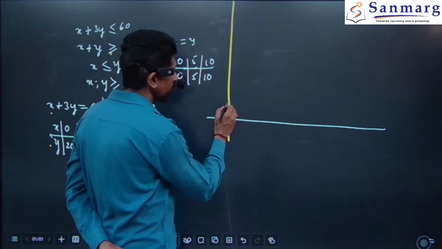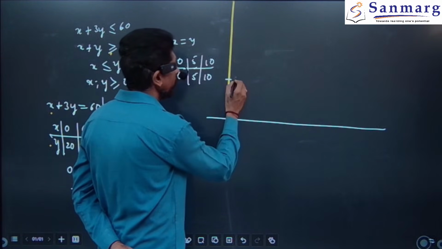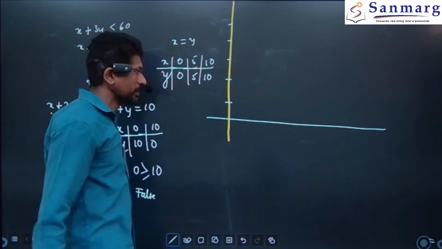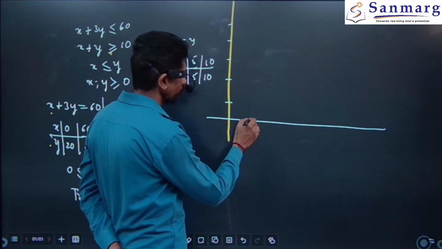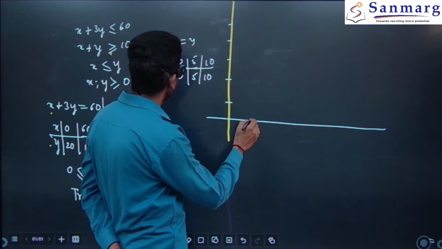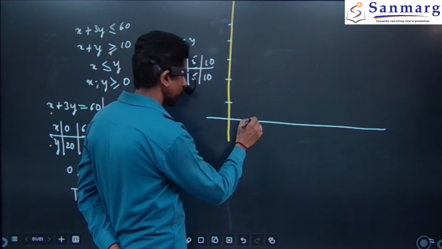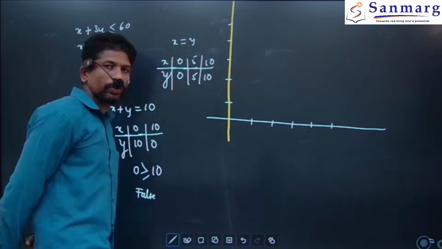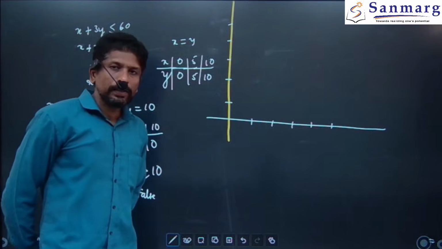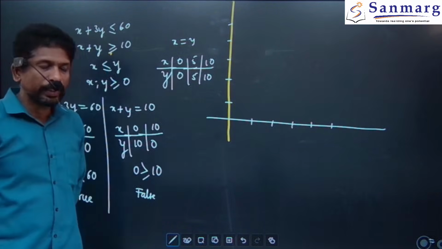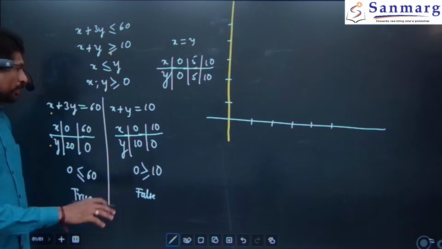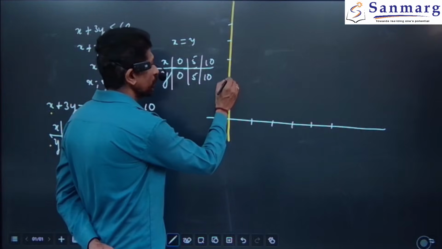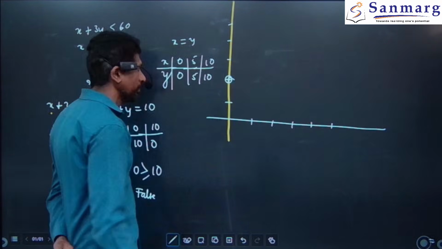I will consider the scale as 10, 20, 30, 40, 50 and so on, the same way in the x-axis also. You have to consider the scale in both the x-axis and y-axis as 1 centimeter equals 10 units. So now x is 0, y is 20. Mention the first point: x is 0, y is 20.